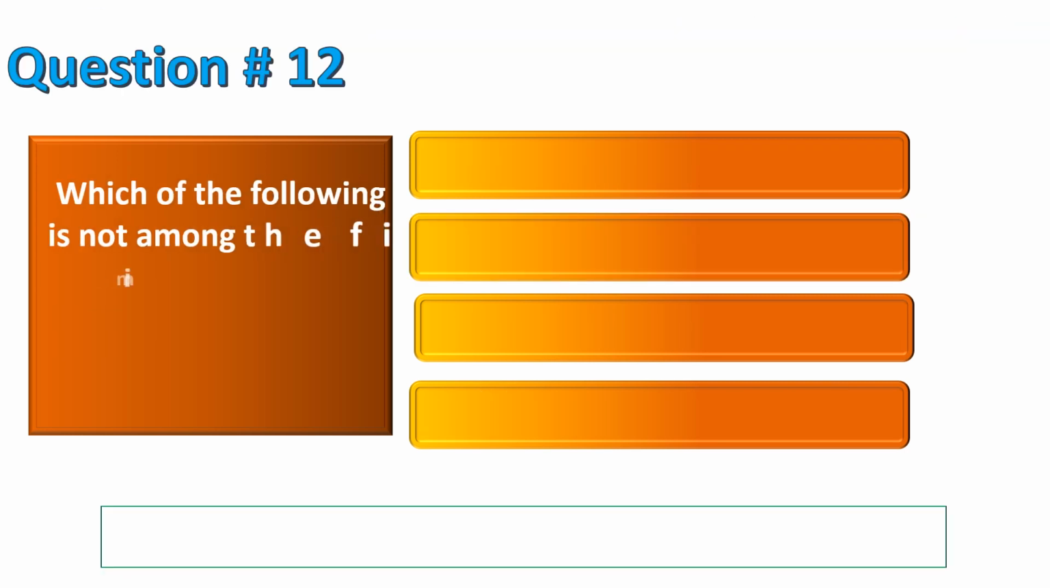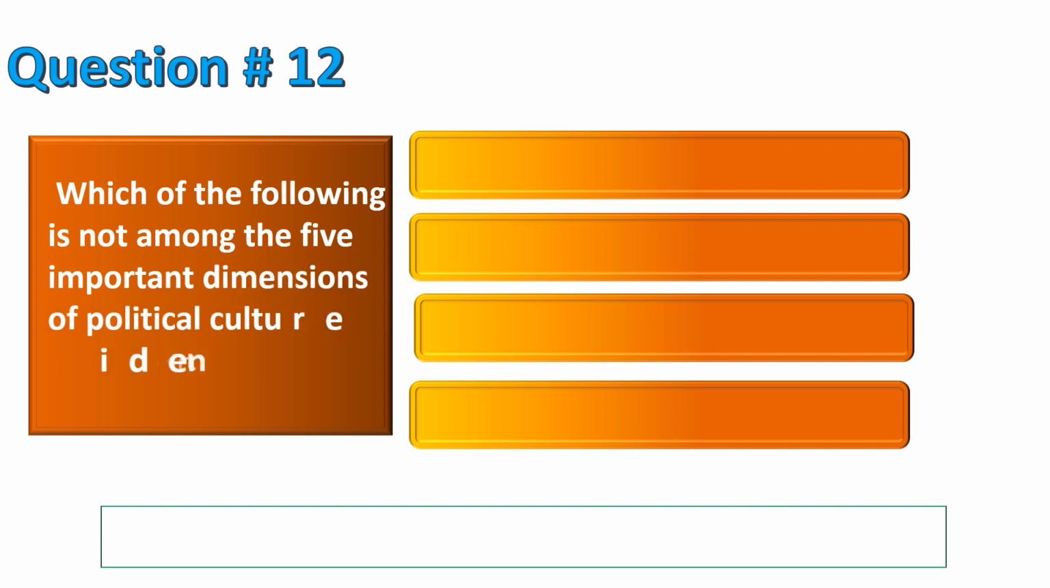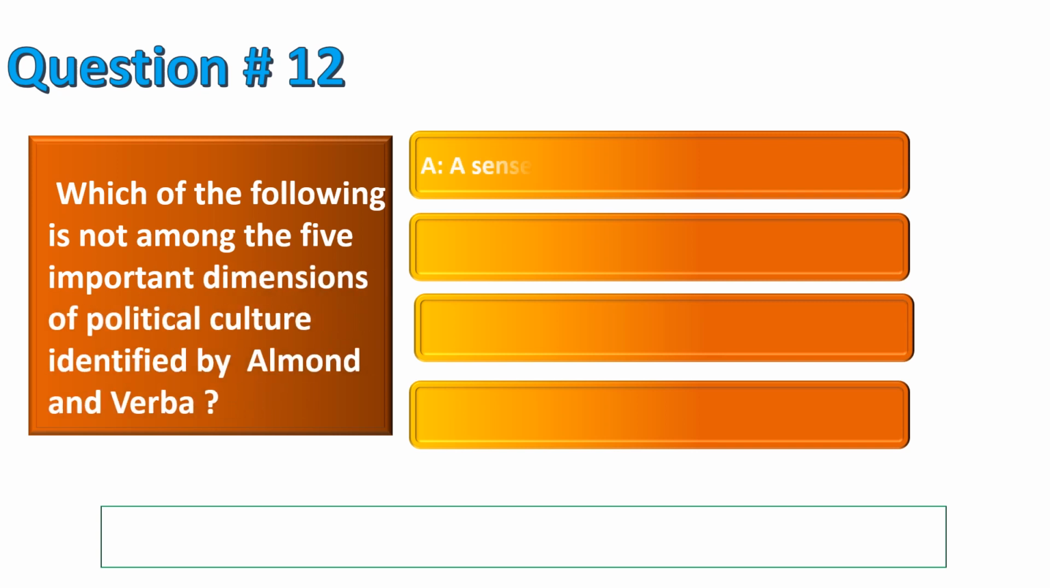Which of the following is not among the five important dimensions of political culture identified by Almond and Verba?